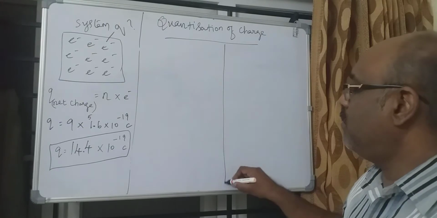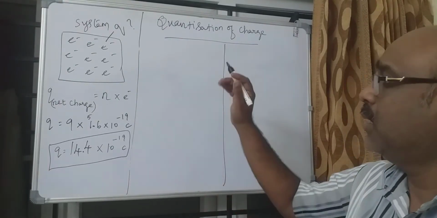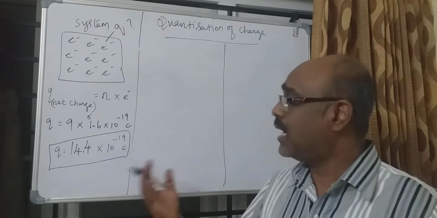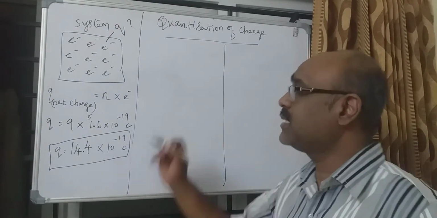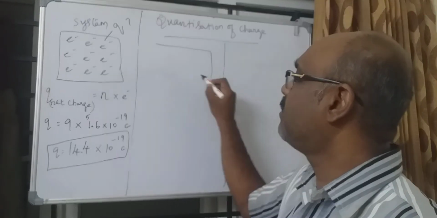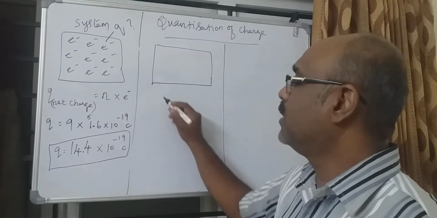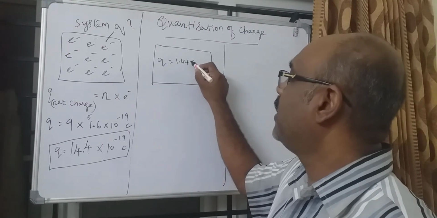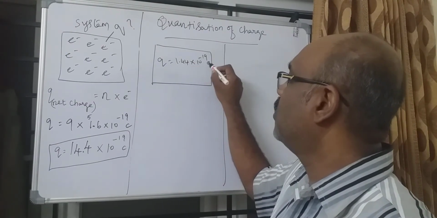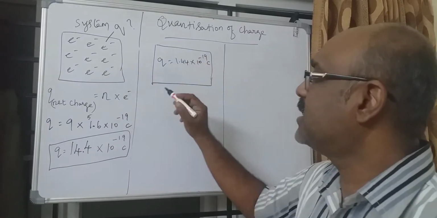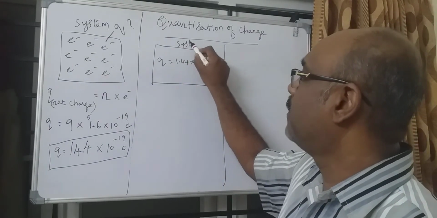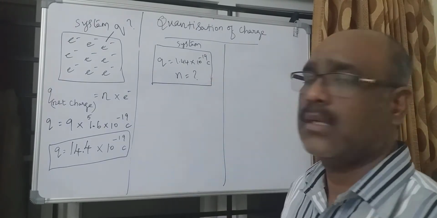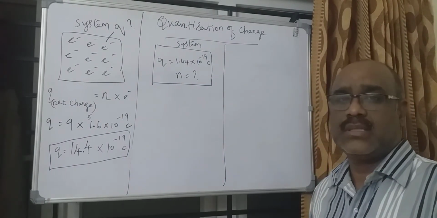Sometimes they will give the charge that is present in the system and they will ask you to find the number of electrons. Let us consider like this. In this system, now the charge present is Q is equal to 1.44 into 10 to the power of minus 19 coulomb, the net charge that is present in this system. So we want to find the number of electrons. How many electrons are present in this system?